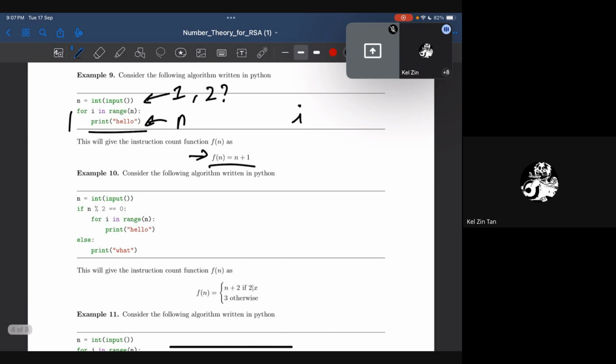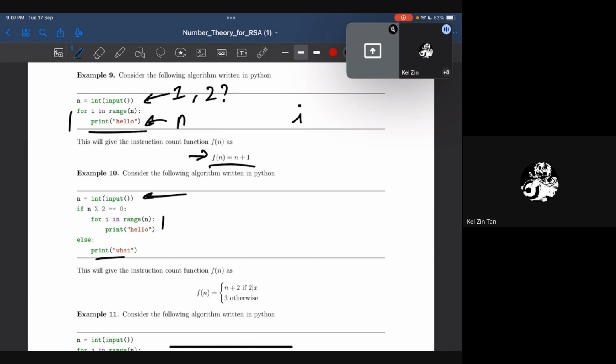Now let's look at another example. We have this code, where the first line takes in the input n. Then if n modulo 2 is equal to 0, I do the for loop. Otherwise, I just print 1 and then I end the output.